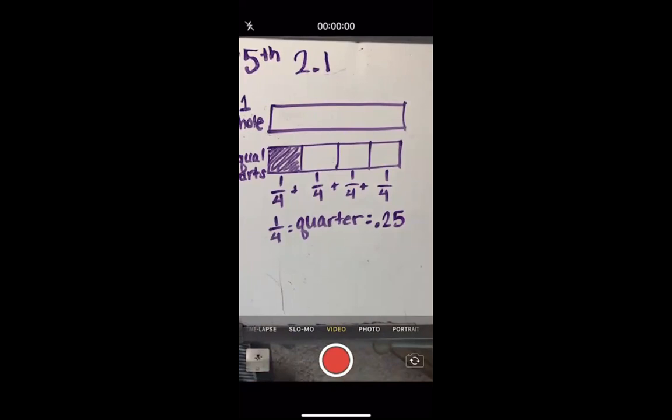Now, if we think about it as quarters, let's double check Rudian's thinking. Does 25 cents plus 25 cents plus 25 cents plus 25 cents equal $1? I want you to take a quick second to think about that. Does that work?